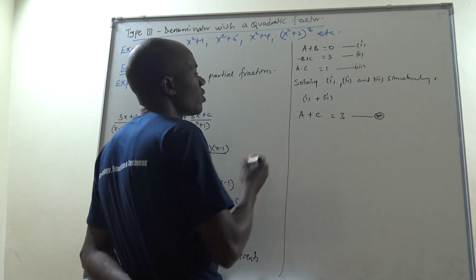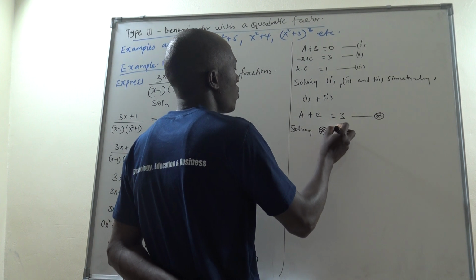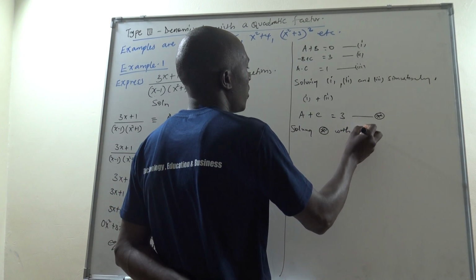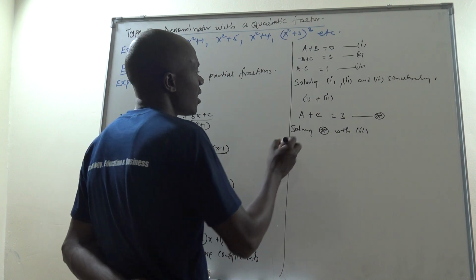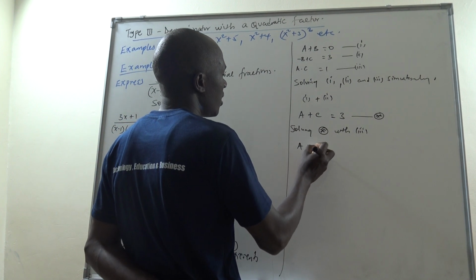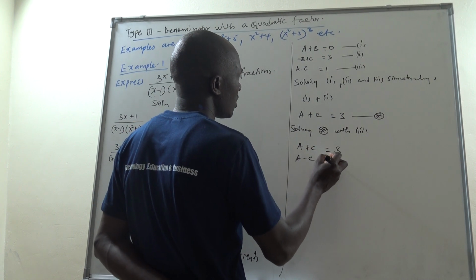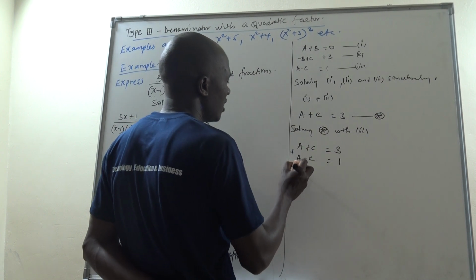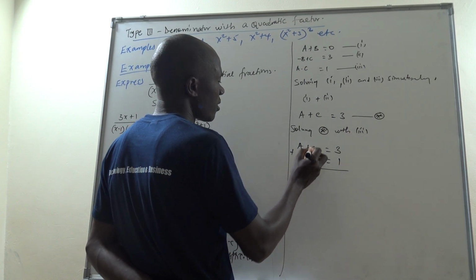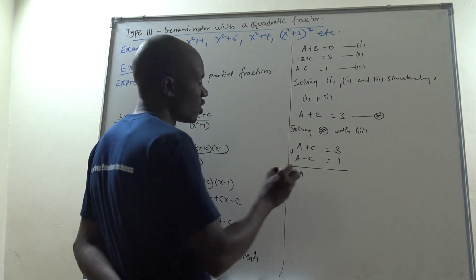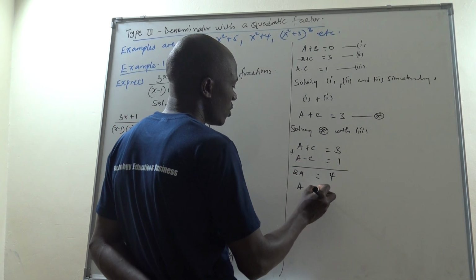So we are going to solve star with equation 3. If I solve those two equations, what am I having? I'm having a plus c equals 3, and another one with a minus c equals 1. What if I add the two? If I add a plus a, we get 2a, c plus negative c gives 0, equals 4. A alone equals 2.